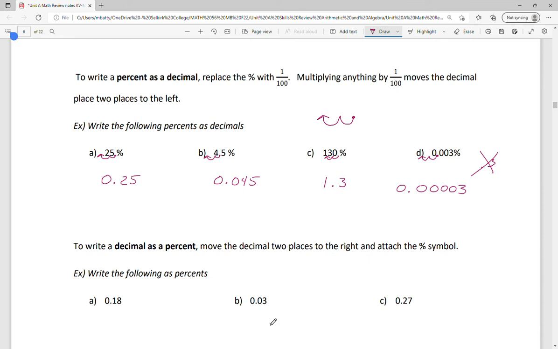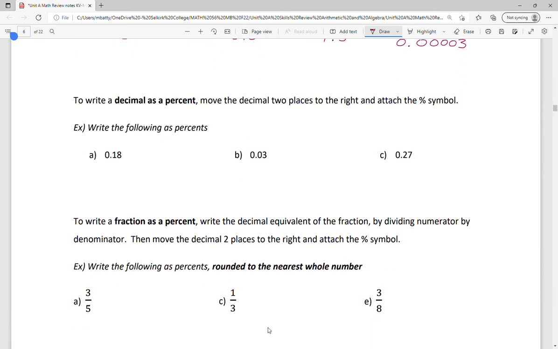Other way around, so a decimal as a percent, you're really going to move the decimal place right and attach the percent symbol. So basically you're multiplying it by 100 to write it as a percent. It's the reverse of what you just did. So multiplying something by 100 is going to move the decimal place to the right. So it's here to start. We're going to go boom, boom. 0.18 is 18%. 0.03 is 3%. Easy to do these when they're all in a row, but when they get muddled up or mixed, it's a little bit trickier to remember. 0.27 is 27%.